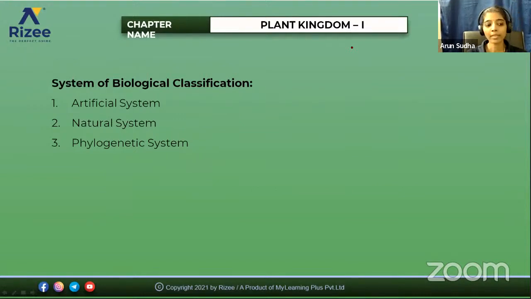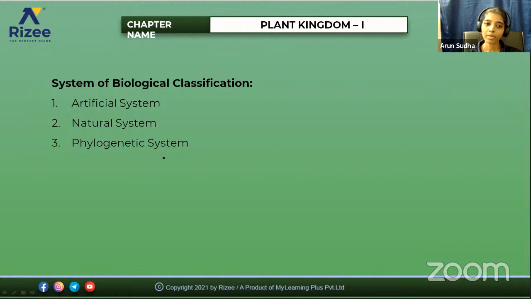Before entering into the plant kingdom, there are several systems of biological classification. Already we saw the outline of what is an artificial system, what is a natural system, and what is a phylogenetic system of classification. So what do you mean by all these systems of biological classification? We saw under biological classification mainly Whittaker's classification.